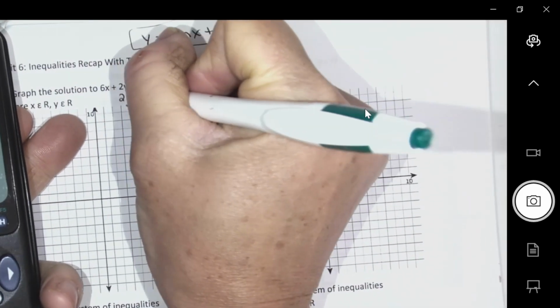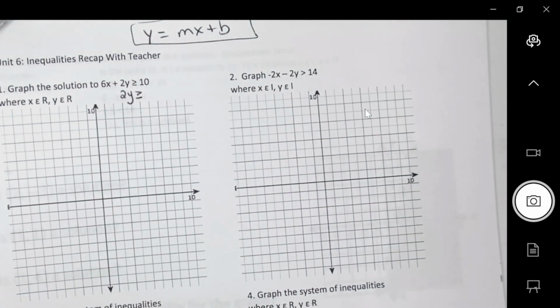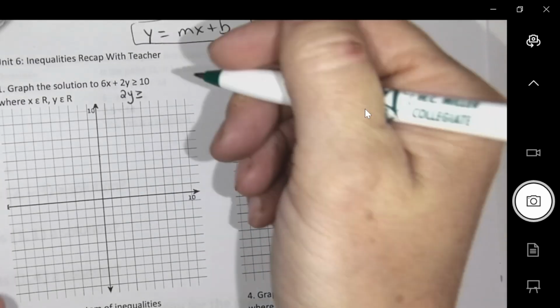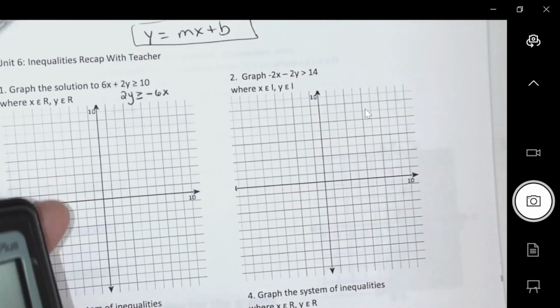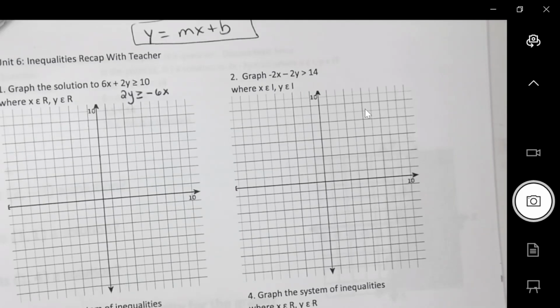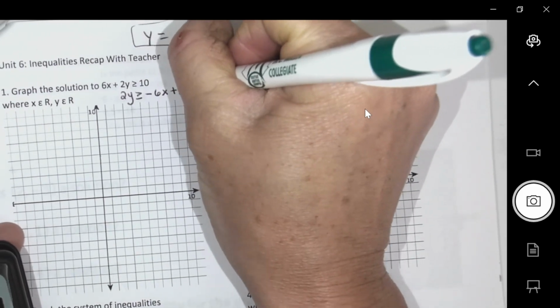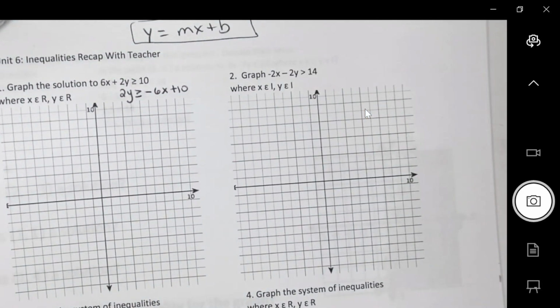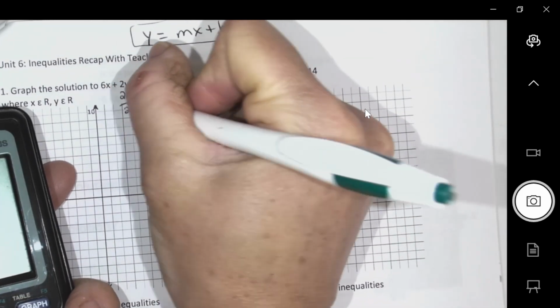So I'm going to go 2y. I leave the y, so 2y I leave. Now I'm going to write the x part, but the x part is getting moved, so negative 6x. And then I write the number 10, and it did not get moved, so it stays. Then to get y alone, I'm going to divide by 2.